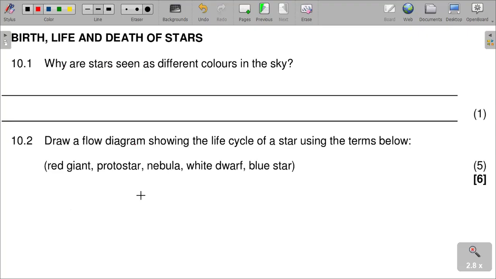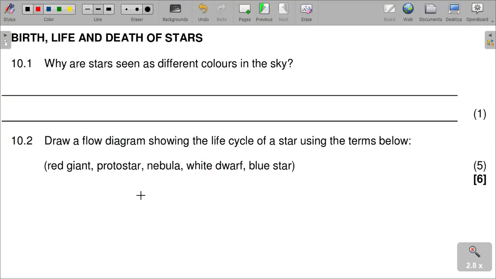10.1: Why are stars seen as different colors in the sky? This is about the birth, life, and death of stars. Why are stars seen as different colors in the sky? It is because the color of a star is determined by age.